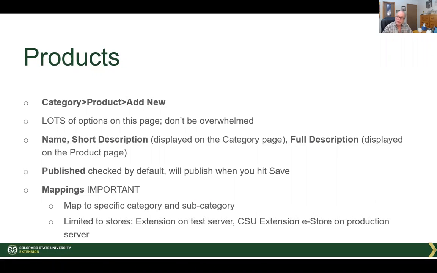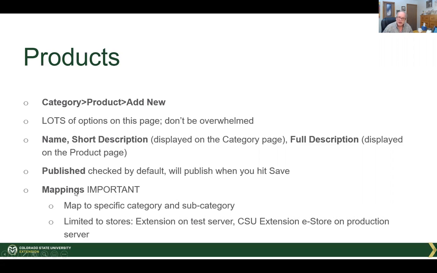The short description is going to be displayed on the category page. You can go ahead and be short and succinct there on the short description. The full description, however, is going to be right next to your product and right next to that buy button. So you're going to have to give that end user pretty much all the information they need there on that full description. So take some time to make sure you are giving them a useful description that contains all the information they might need. Publish, we discussed before. If you have a publish checked, and it is by default, as soon as you hit save, this is going to go up on the storefront.